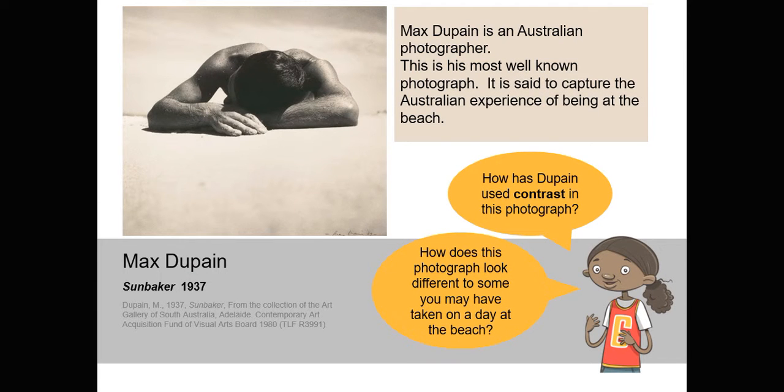Max Dupain, he's an Australian photographer. So this is his most well-known photograph, and it's said to capture the Australian experience of being at the beach. This photo was taken in 1937, so it's a long time ago. So we're going to be thinking of two questions. The first question: how has Dupain used contrast in this photograph? So I'll pause that now.